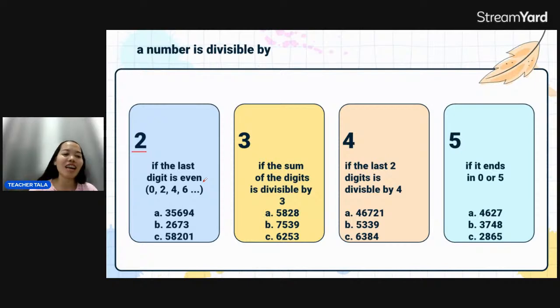Okay, we have the question, the options. A, 35,694. B, 2,673. C, 58,201. So, kahit ilang digits pa yan, ang titingnan mo lang is the last digit. If the last digit is even, then that number is divisible by 2. So sa A, B, and C, isa lang yung even number, which is letter A. So you don't have to solve it. Like, oh, tingnan natin kung walang remainder yung 35,694 divided by 2. Okay, so magte-take ka ng time. Kaya you just have to examine the last digit if it's even.